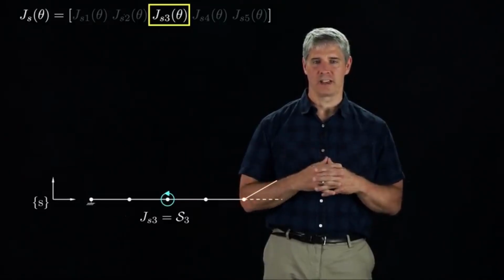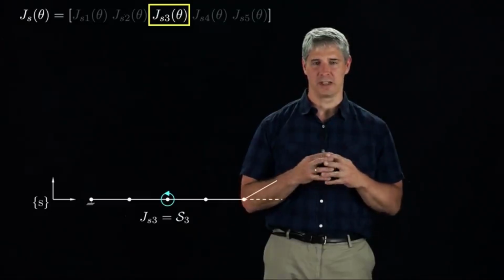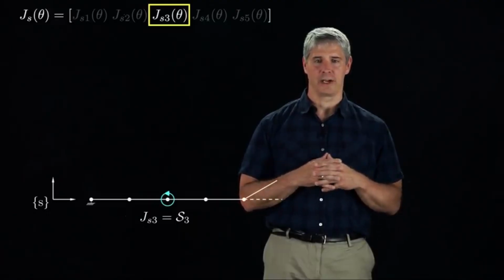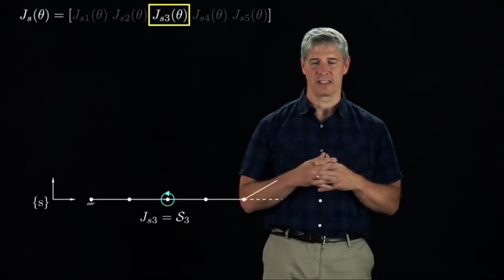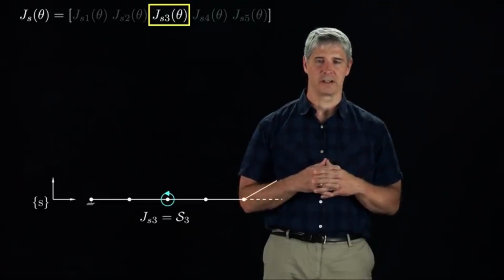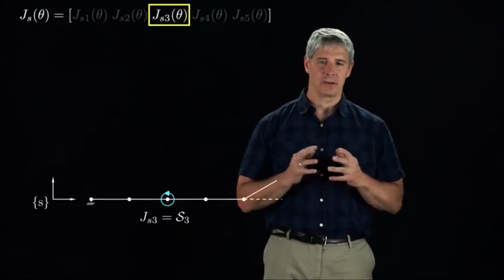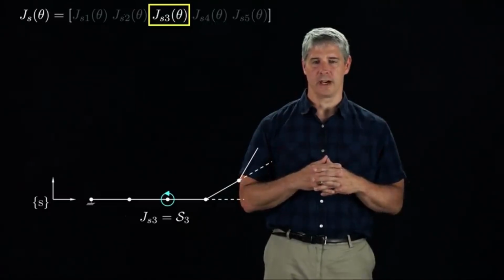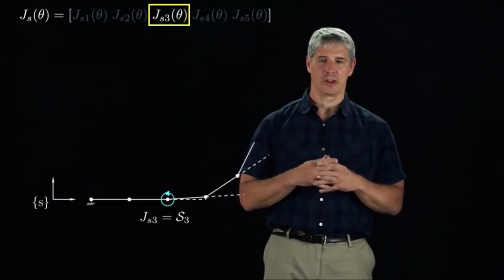Because joint 5 is not between joint 3 and the S-frame, the relationship between joint 3 and the S-frame is not affected by joint 5's angle. Therefore, JS3 is unaffected by joint 5's value, and JS3 is still equal to S3 at this configuration of the robot. Now we rotate joint 4. Again, JS3 is unaffected by joint 4's value. Now we rotate joint 3.